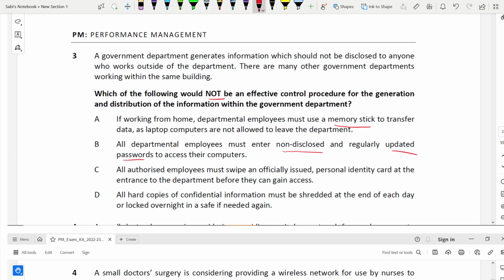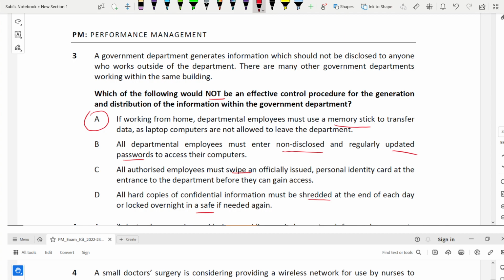C, all authorized employees must swipe an officially issued personal identity card at the entrance to the department. And D, all hard copies of confidential information must be shredded at the end of the day or locked overnight in a safe. So tell me, the correct answer is A. A is not effective, whereas B, C, D are effective.